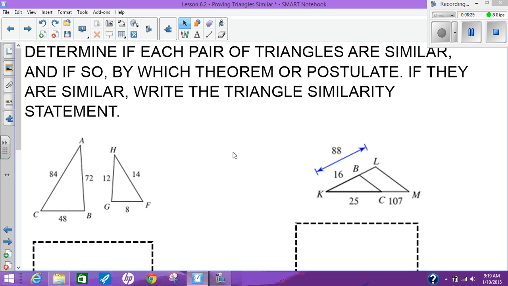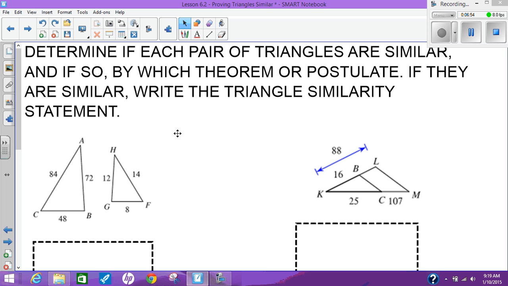So a little less than proving triangles congruent, we have 3 postulates and theorems this time instead of 5. So we only have 3 choices to make if we think 2 triangles are similar. Pause the video here and determine if each pair of triangles are similar, and then if they are, state by which theorem, and then write the similarity statement, the triangle similarity statement.